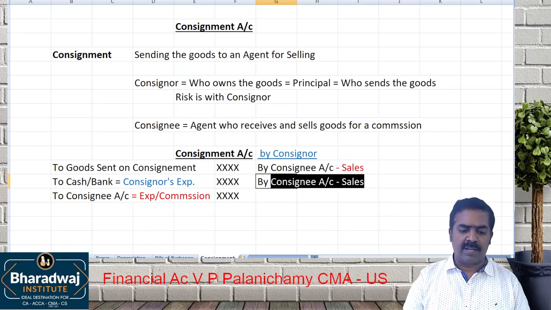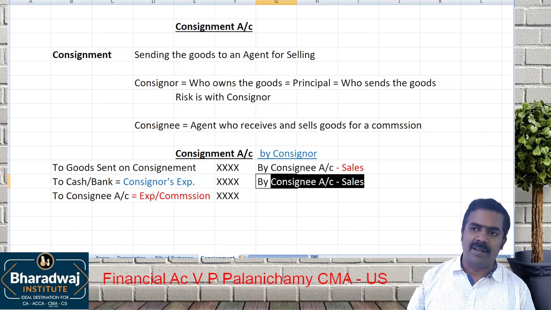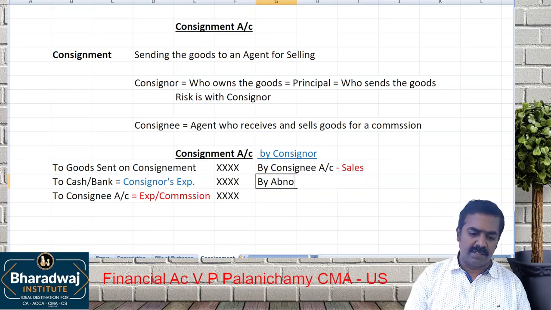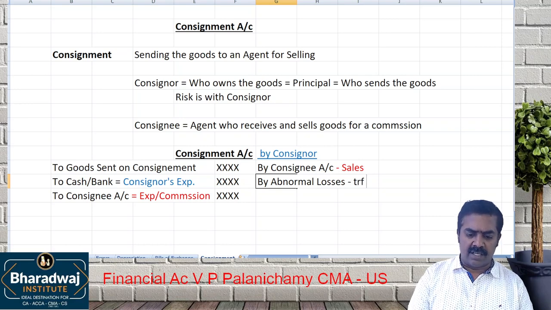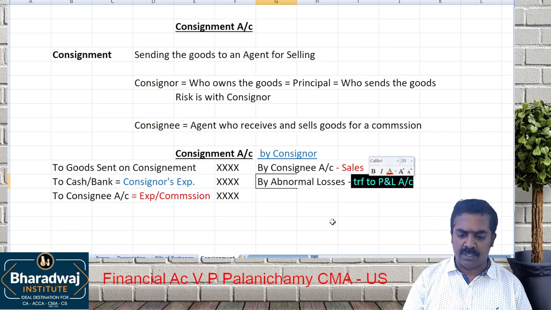Then, there may be losses during the transport. When we send goods, goods may be destroyed, or it may be lost in the godown. So that is called abnormal losses. Abnormal losses will be transferred to profit and loss account later on. We will not keep this. We will transfer to which account?